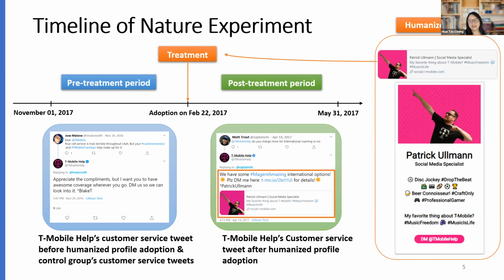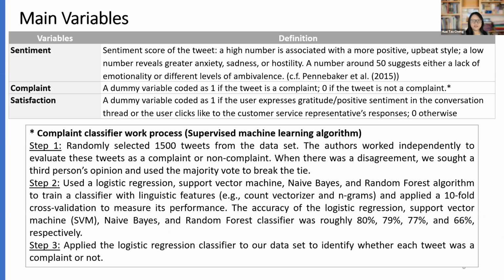And we use this change as an exogenous event for all Twitter users and examine the impact of the humanized profile on customer emotional expression or complaints via public tweets, and on customers' satisfaction when they engage with a customer service agent with a humanized profile. Our main dependent variables are sentiment, complaint, and satisfaction. The sentiment is the sentiment score of tweets. For the complaint, we use a supervised machine learning algorithm to create a complaint classifier to classify whether a tweet is a complaint or not. It is a dummy variable equal to 1 if the tweet is a complaint, 0 otherwise. Satisfaction is a dummy variable equal to 1 if the user expresses gratitude or positive sentiment in the conversation thread or clicks like on the customer service agent's response, 0 otherwise.